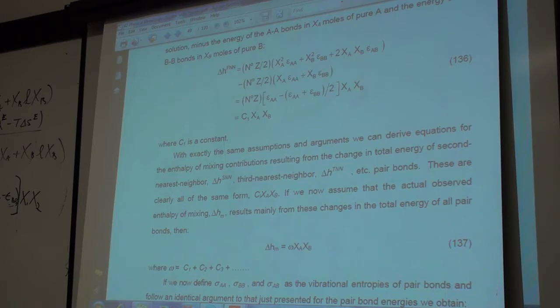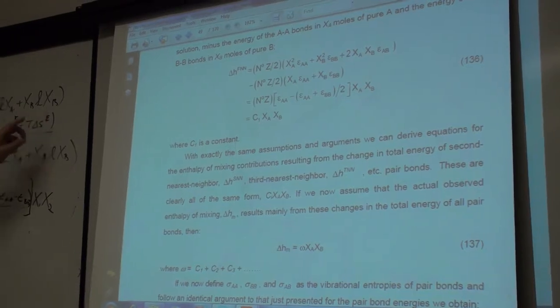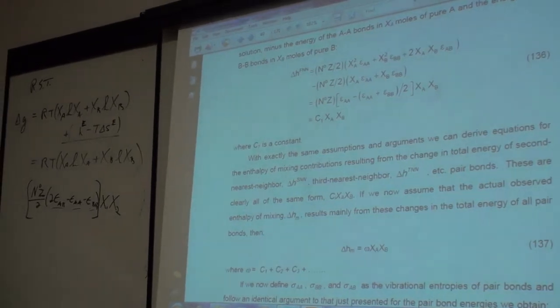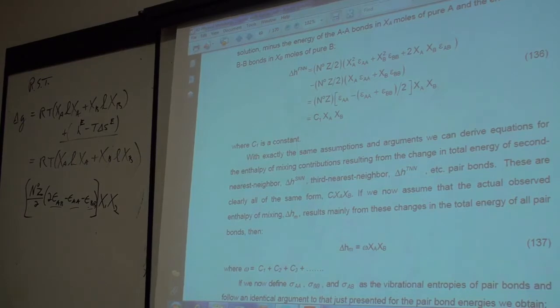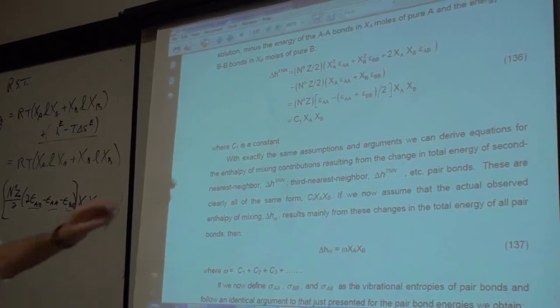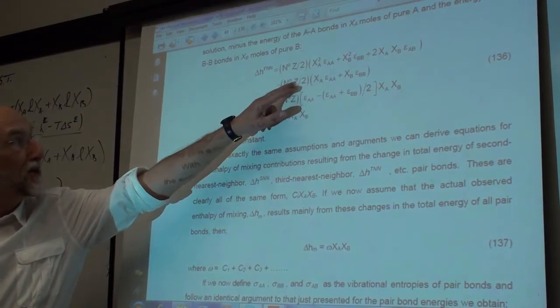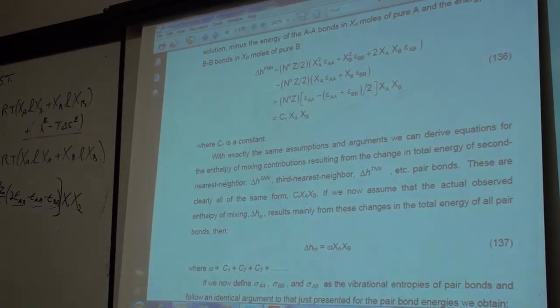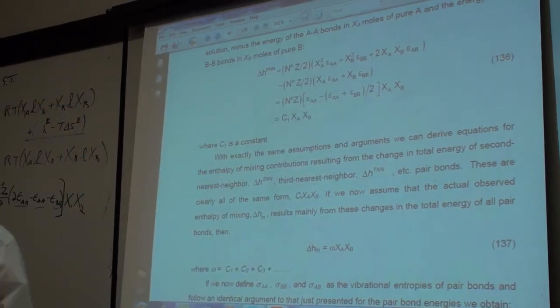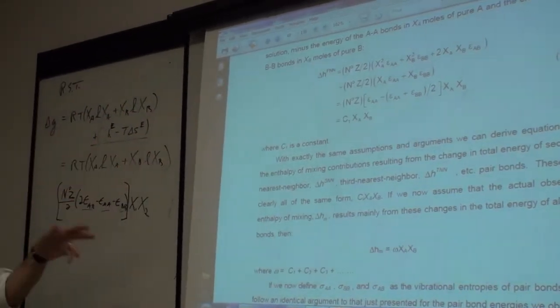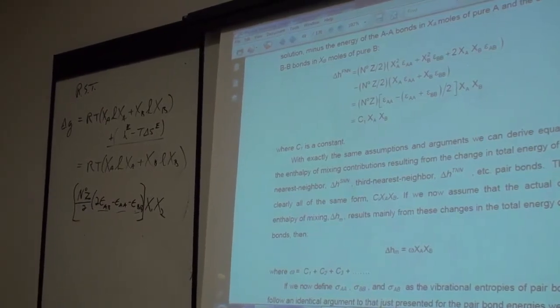Okay, if you don't understand that, I'll go over it in more detail. Remember the assumption was you have a random mixture, which gives you the ideal mixing term. And in a random mixture, the probability of an AA bond is simply XA times XA, the probability of a BB bond is XB times XB. We make the assumption that the coordination number Z is constant with composition, and that these bond energies are also constant with composition. And so that ends up then with regular solution theory.